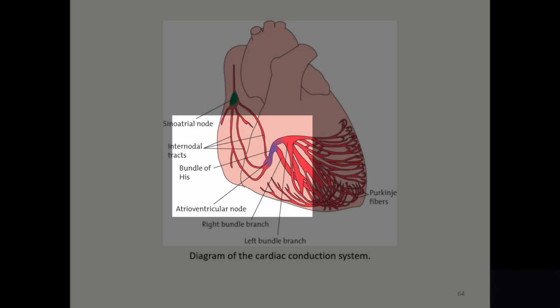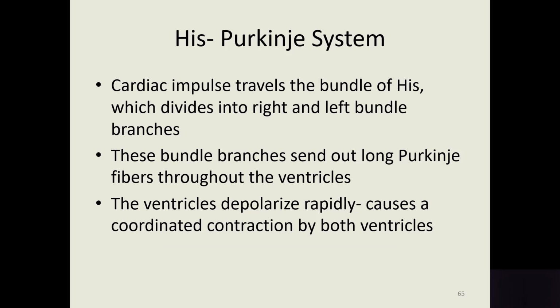So there is the AV node. From the AV node, the cardiac impulse travels to something called the His-Purkinje system. So the cardiac impulse travels down this bundle of His, which divides into the right and left bundle branches. And these bundle branches send out long Purkinje fibers throughout each ventricle. The ventricles depolarize rapidly, and this causes a coordinated contraction by both ventricles.